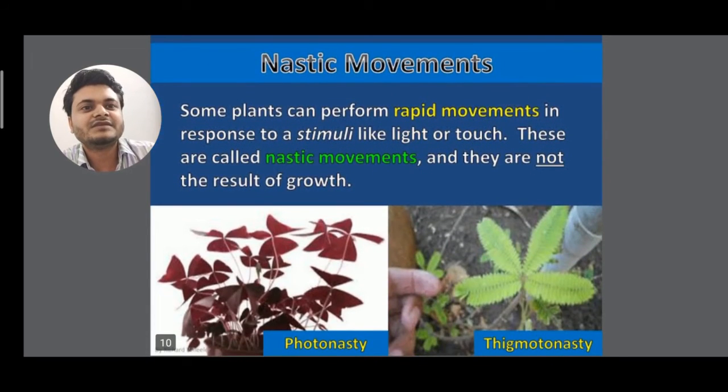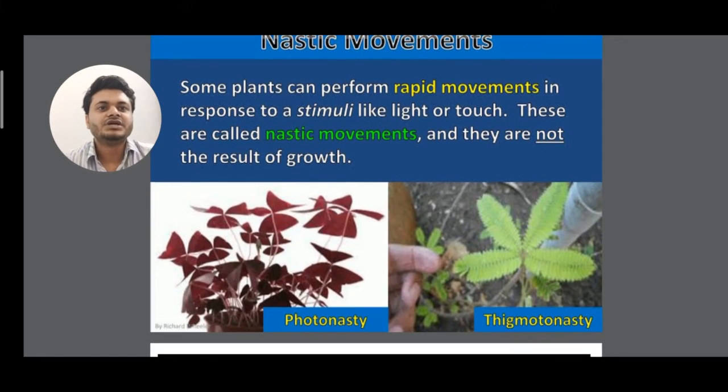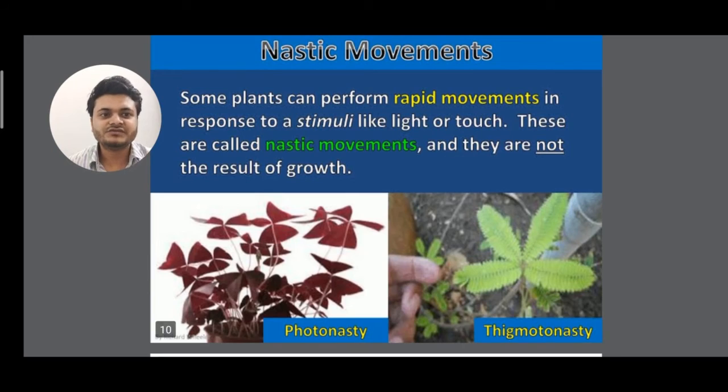Next slide, you can see nastic movement. Some plants can perform rapid movement in response to stimuli like light or touch, clear. These are called nastic movements, and they are not a result of growth. So you can see under nastic movement there are two types. One is photonasty, another is thigmonasty. Photo means light and thigmo means touch. So we'll see these one by one.